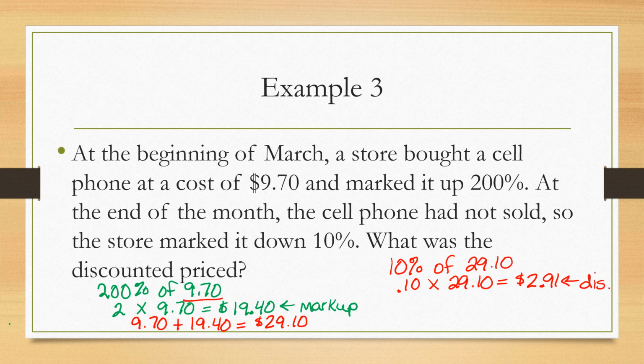So since this is a markdown, this $2.91 is describing our discount. So we need to take our current marked up price of $29.10 and now subtract this discount or this markdown of $2.91, which leaves a new discounted price of $26.19.